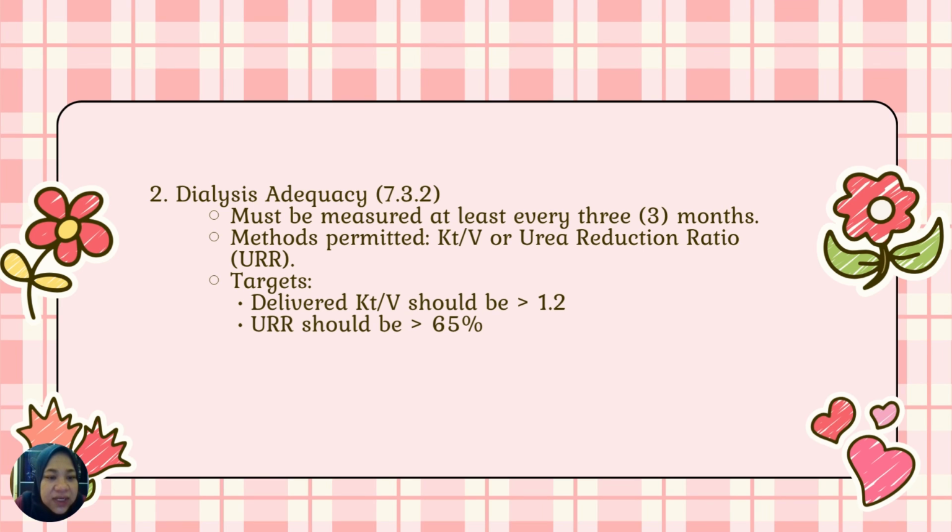The second is dialysis adequacy, which must be measured at least every 3 months. The methods are Kt/V or urea reduction ratio, which we call URR. The target is to deliver Kt/V of more than 1.2. The URR should be more than 65%.